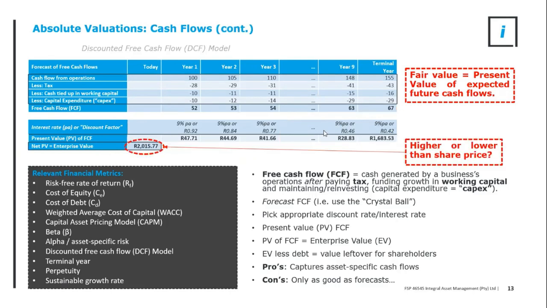The next step is we then compare what our expected discounted or present value of the future of that company is versus the share price, and is it higher or lower? It's that simple. Now, the pros of this is it captures asset-specific flows. Like I said, these cash flows and this growth rate that they grow by and all the things that are happening in this company can be uniquely tailored to this company. The problem with this is it's only as good as our forecast of the future. And whatever the future is, I can guarantee you it won't be what we expect it to be.